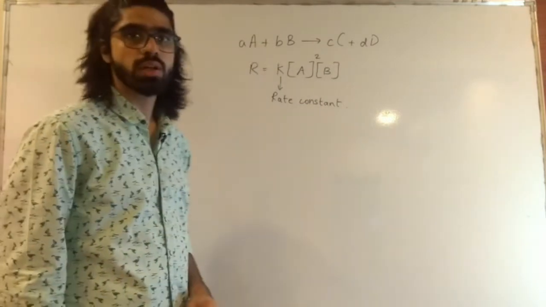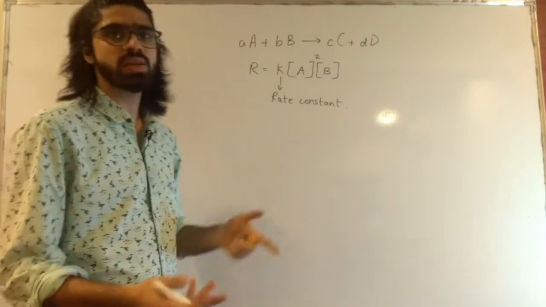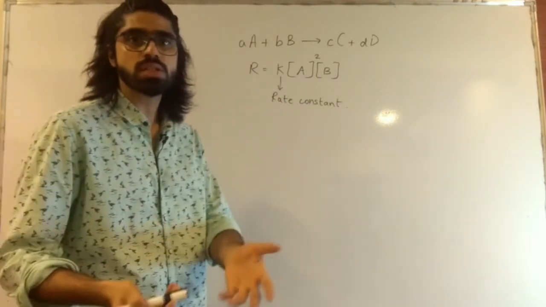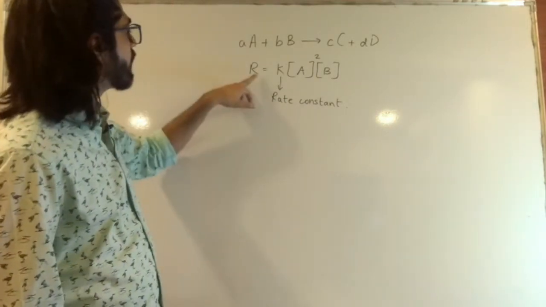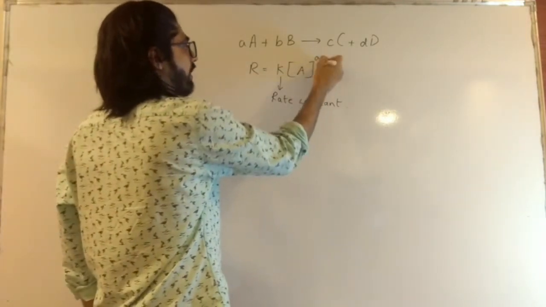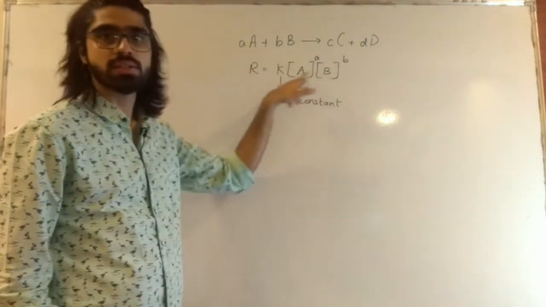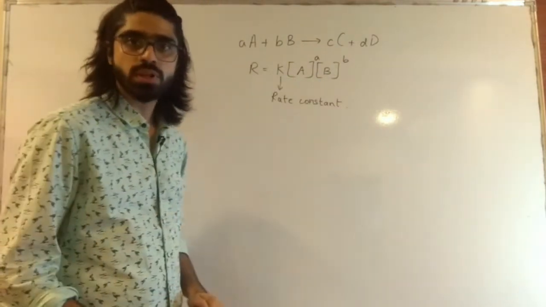So that's your reaction. And can you write the rate for this reaction? Of course you can. You need to use the same rule that you just learned. As per law of mass action, the rate of reaction will be k into [A]^a into [B]^b, because a and b are the coefficients of your reactants. Now let's go a step further into this.